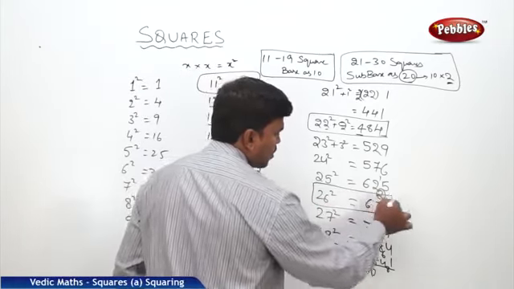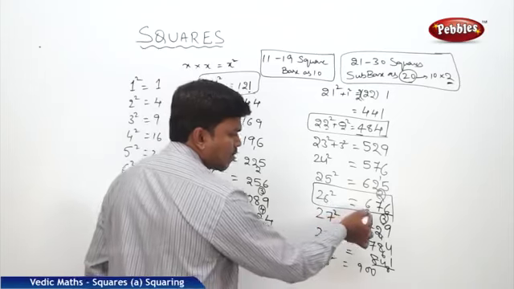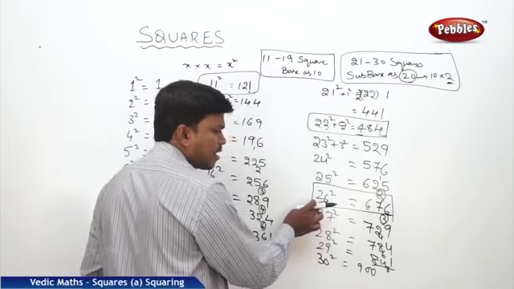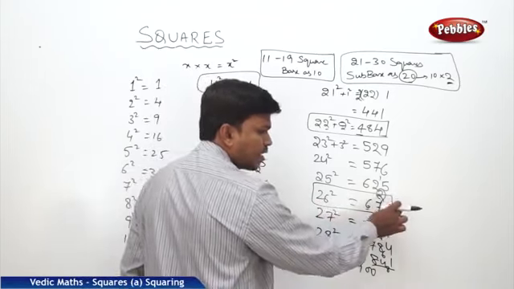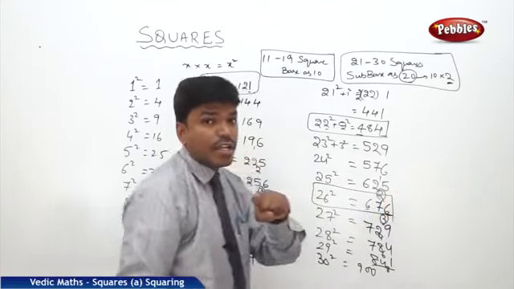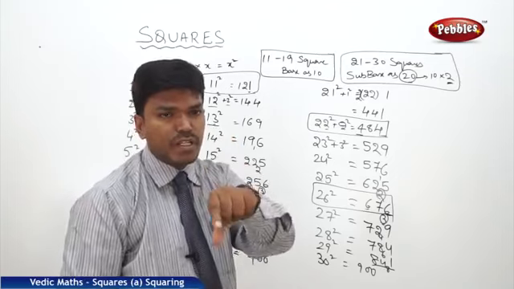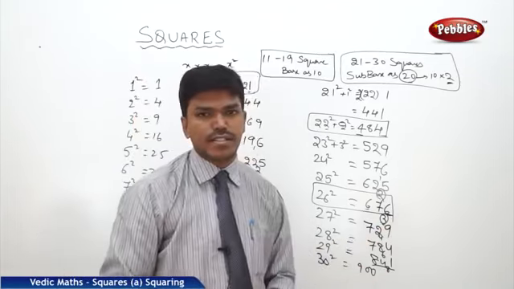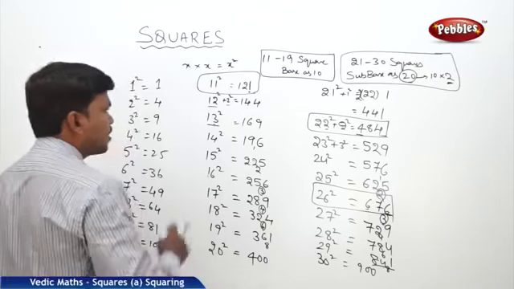And the same logic for 26 square. Just write 6 and 6. Since there is 6 here, you will also get 6 at the end. So first digit 6, last digit 6. Increase 1 and put in between. So 676.